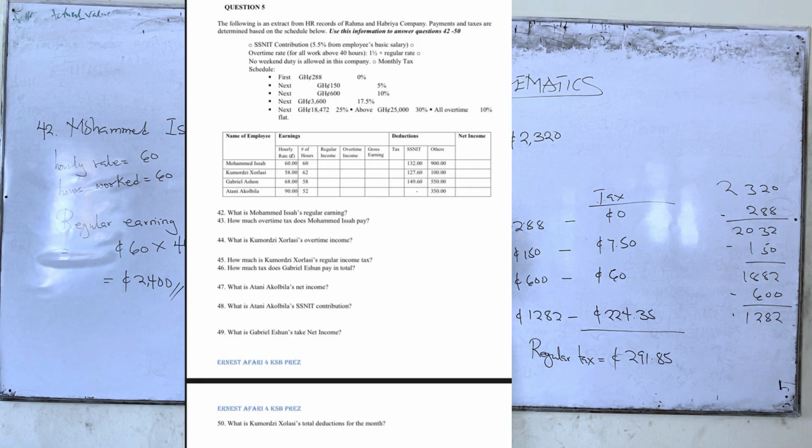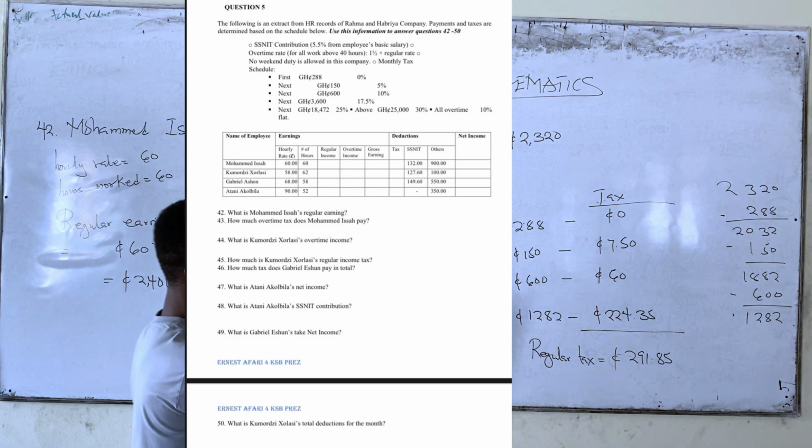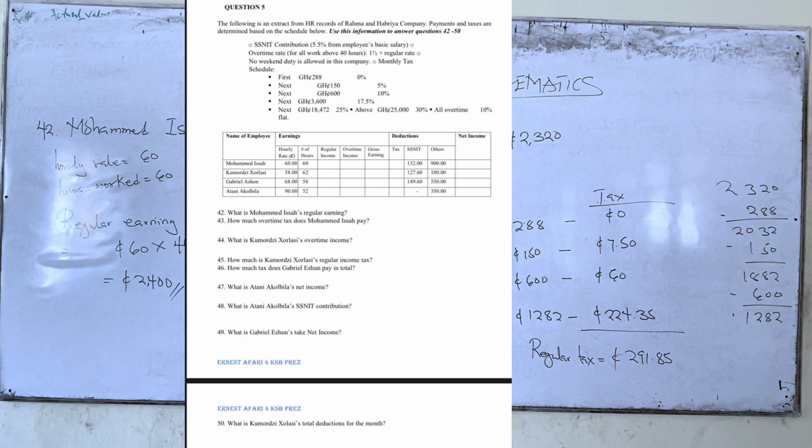Okay. Let's check. There is another question on Kumoji Zusali. We don't want to finish calculating everything about him, then we come back again. So once we have gotten all the details, let's use every calculation about him to solve the follow-up questions. So please check question 50. You see that they are asking what is Kumoji's salary, total deduction for the month.